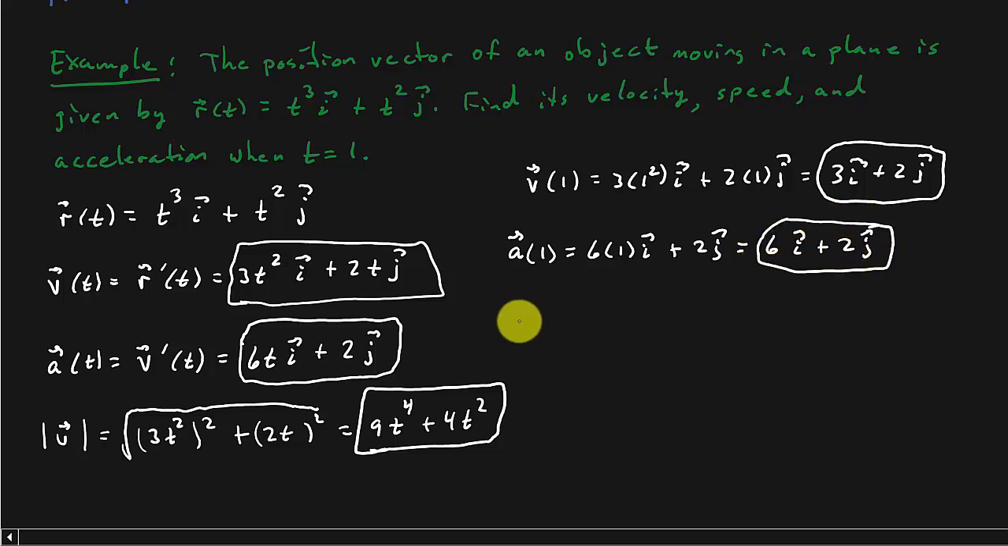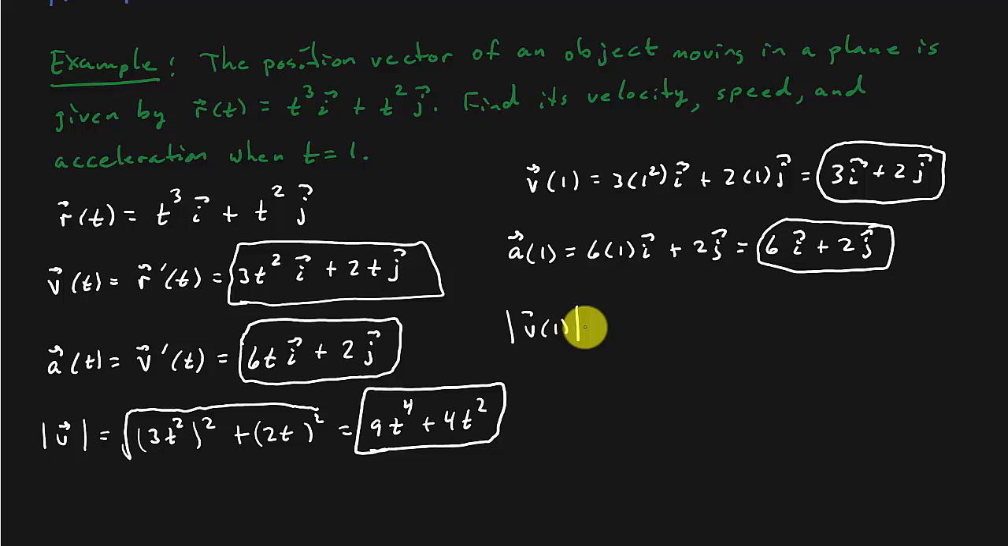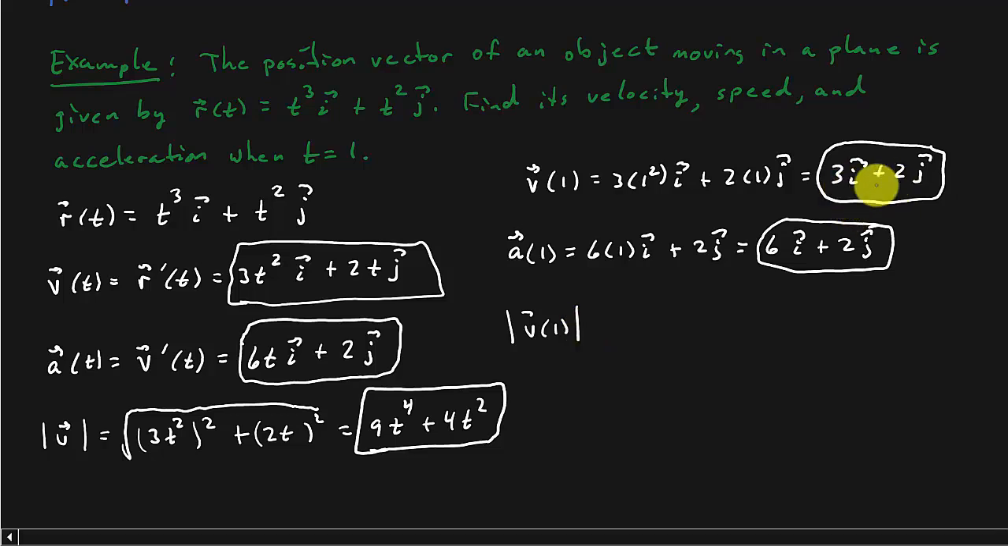And then they want the speed at t equals 1. So all that is just finding the magnitude of this one right here. So that's going to be 3 squared plus 2 squared, the square root of that, which is equal to the square root of 13. All right, so that should be easy enough for you there.